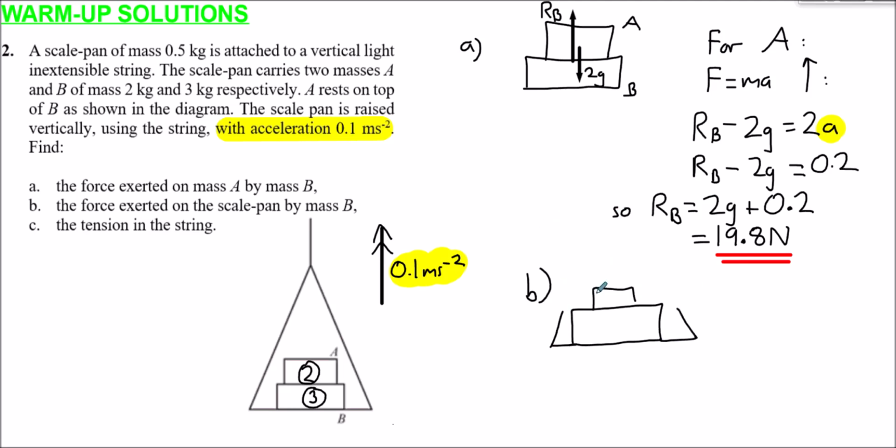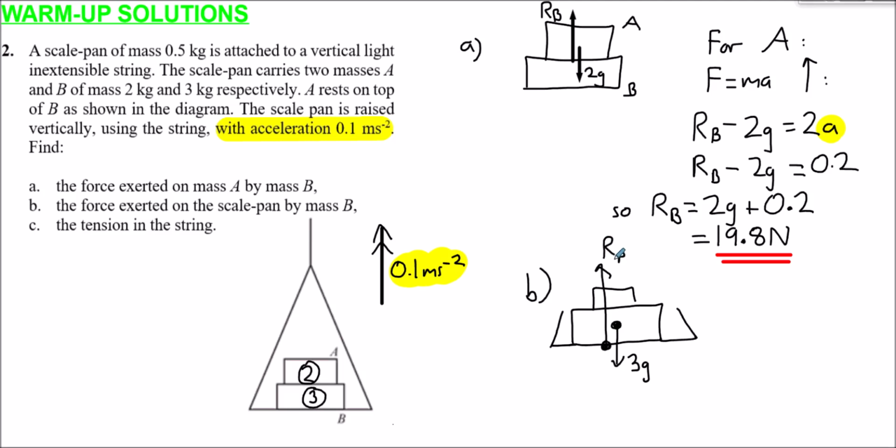So think about what's happening to B. Well, B has a weight 3g going down. From B as well, we'll also have a reaction from the scale pan pushing against B. So I'm going to do here a line called RP. This means reaction from the scale pan. I could put R subscript SP, I suppose, or R subscript S. But this is the reaction from the scale pan.